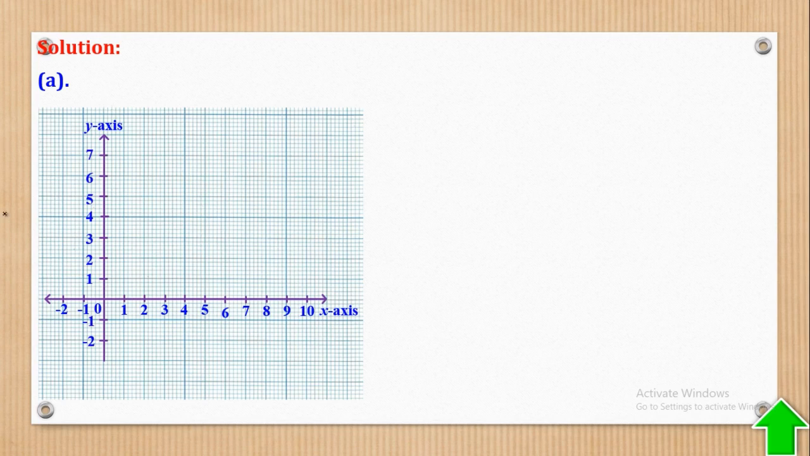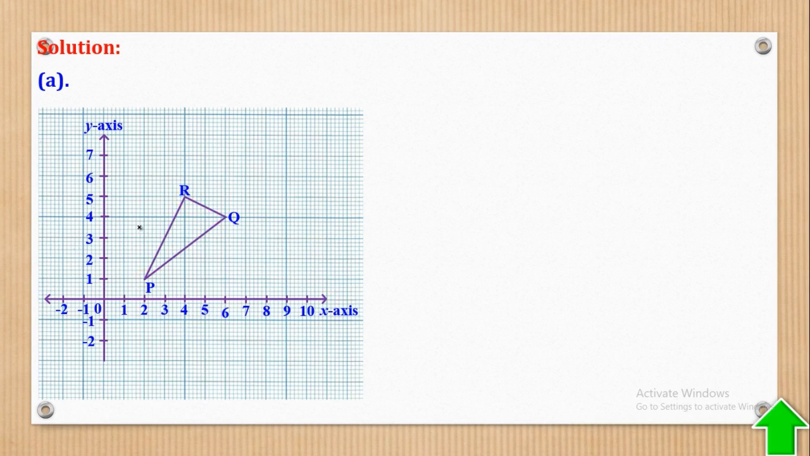Okay, after that we are going to plot the given points. We shall plot point P, which is 2, 1, and also point Q, which is 6, 4, and point R, which is 4, 5. Then we shall join P to Q, Q to R, and R to P, and that will be triangle PQR.